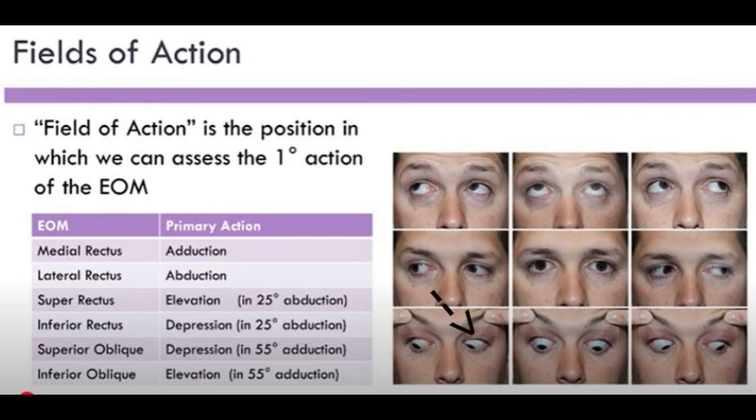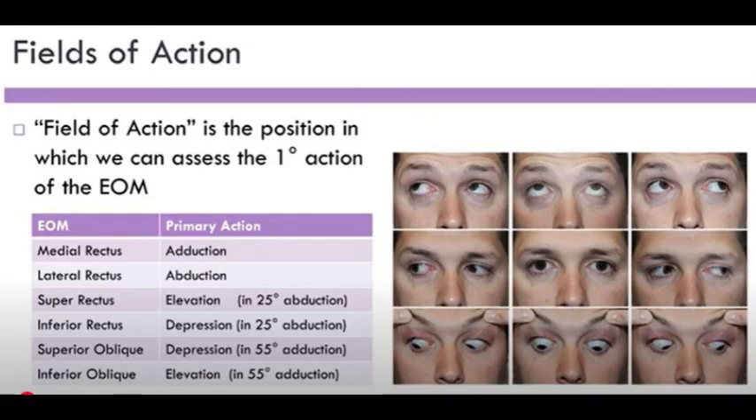This is abducted and depressed. So this is the action of the superior oblique muscle. This is abducted away, abducted and depressed. This is the action of the inferior rectus.